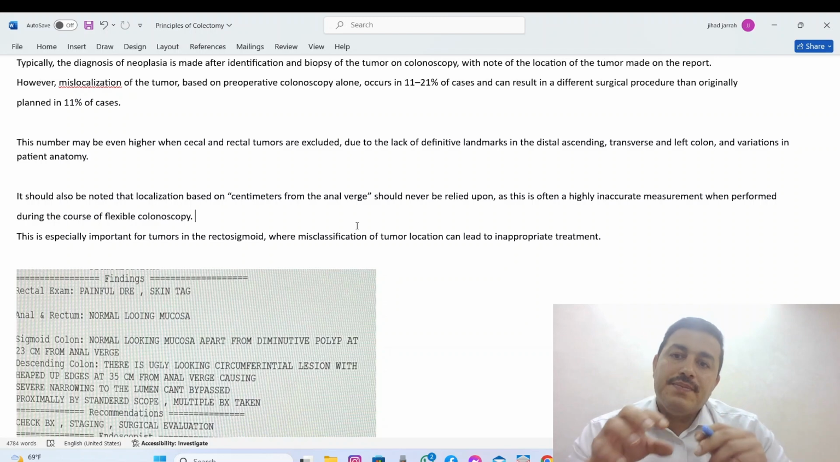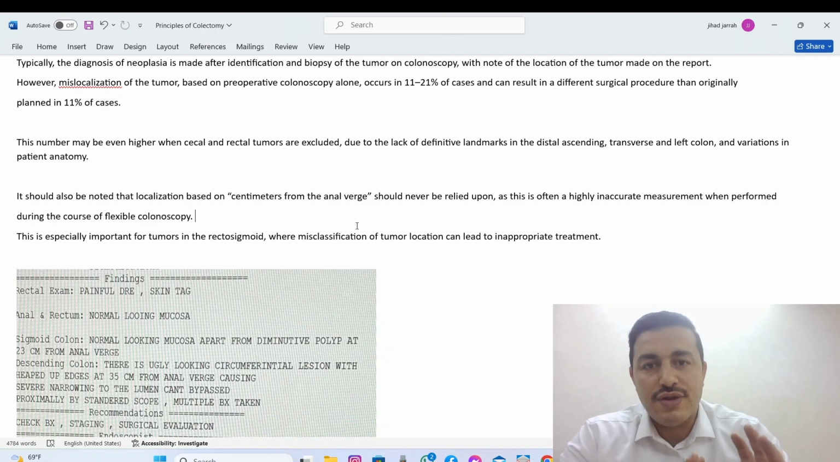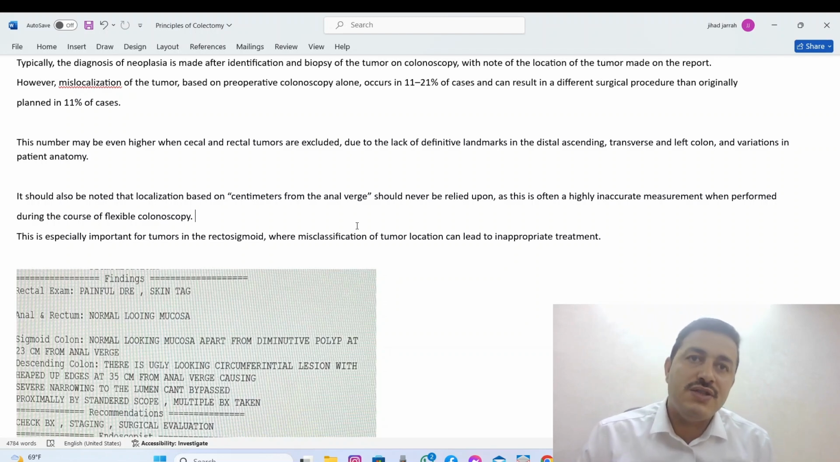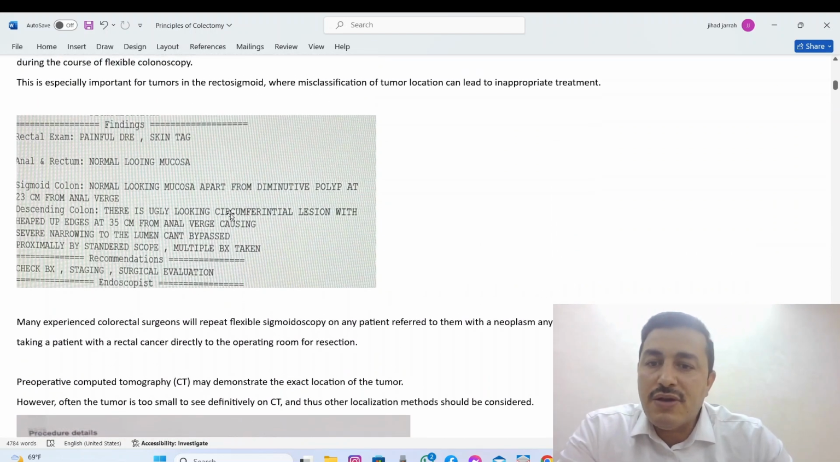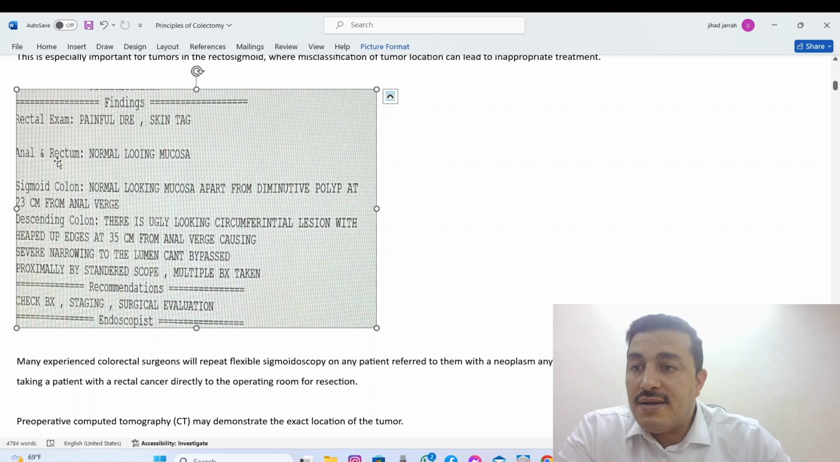They also said that it's harder if there is no cecal or rectal tumor, because in the cecum and rectum we have a colonoscopic landmark that makes us sure that this is the rectum, this is the cecum. But if we are talking about a descending, transverse or ascending tumor, it may be hard to differentiate between these parts. This is a colonoscopic report done preoperatively for one of my patients. You see here that the anal canal and rectum are normal, while in the sigmoid we have a polyp, and in the descending colon we have an ugly-looking circumferential lesion about 35 centimeters from the anal verge.